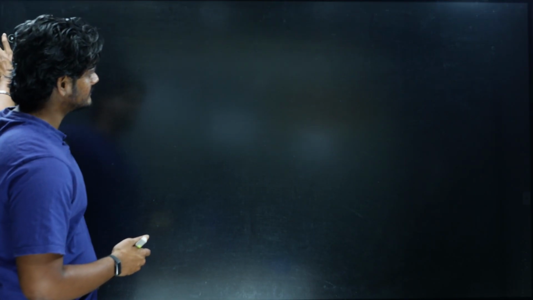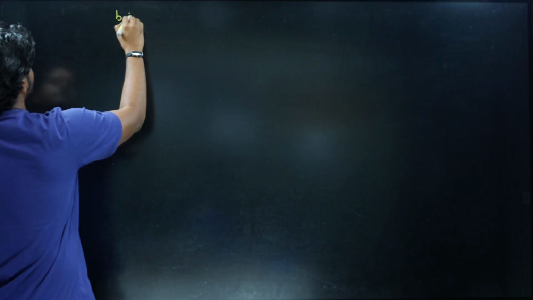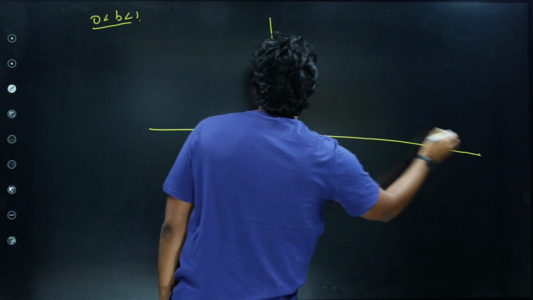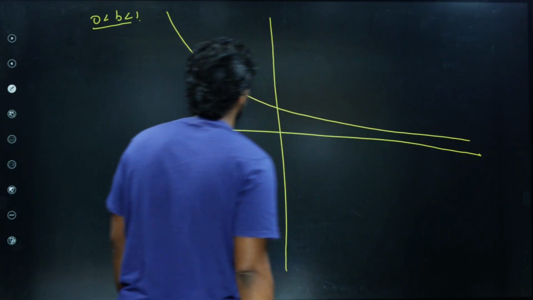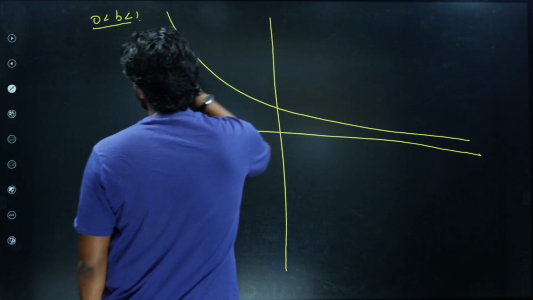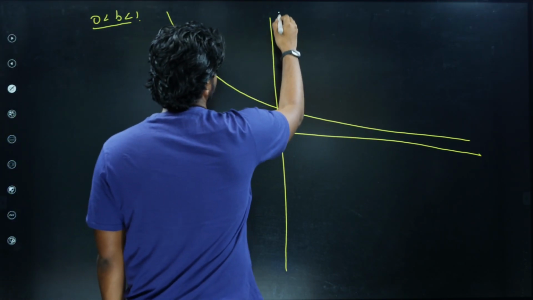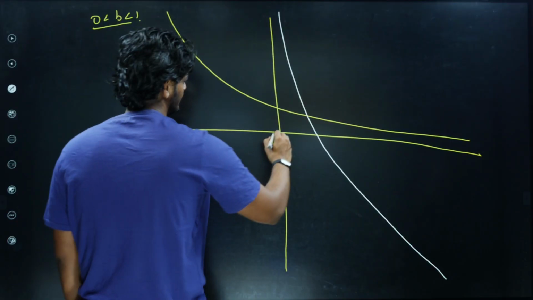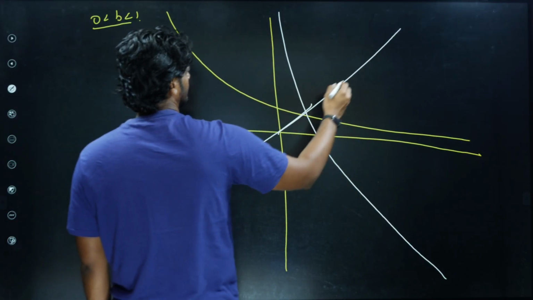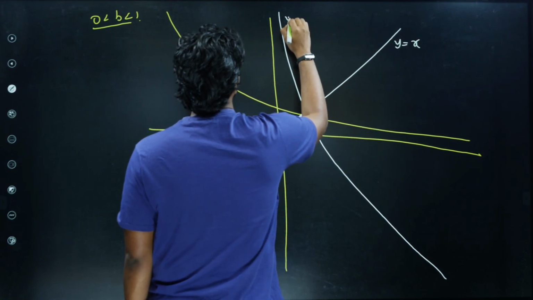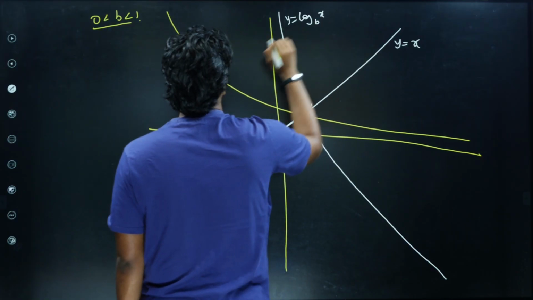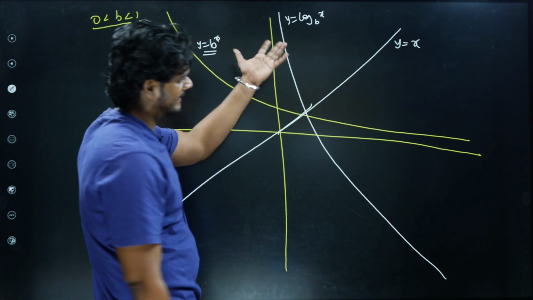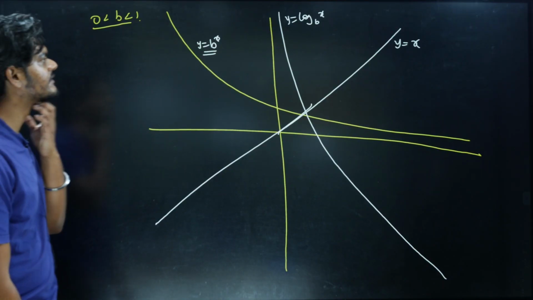And what about base less than 1 and greater than 0? For them also, it will be very much like that. It was like this, no? And the other one was like that. And yes, this is y equal to x, this is y is equal to log b of x, and this is y is equal to b power x. These two are reflections over the y equal to x line.